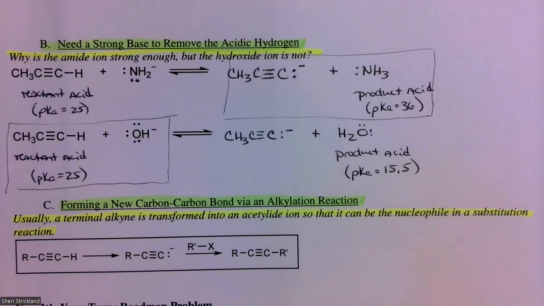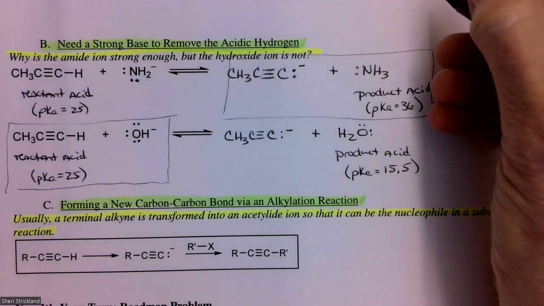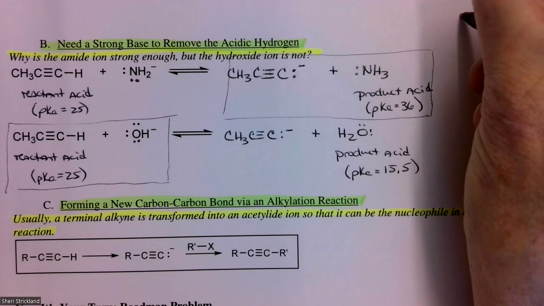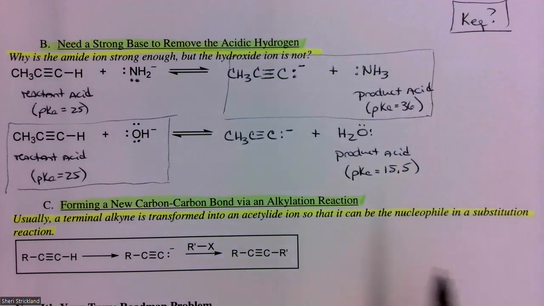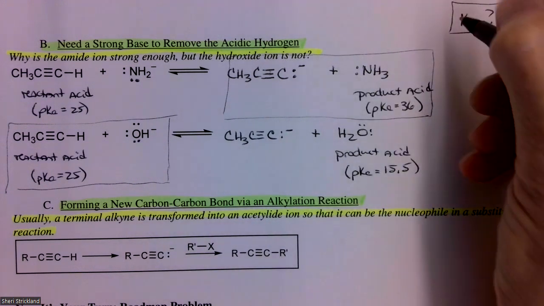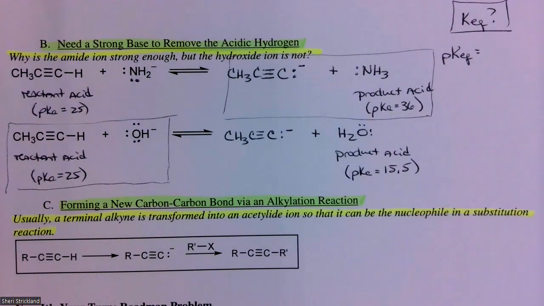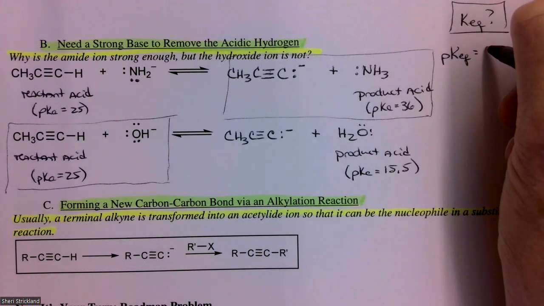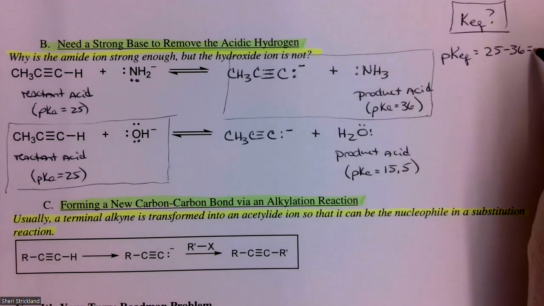So what if we wanted to calculate the equilibrium constant of these two reactions? Okay, so if you're going to do that, you're going to calculate that and then use it to assess what kind of yields you might have. Then the first thing you have to calculate is the pKeq. And remember, we do this by taking the pKa of the reactant minus the pKa of the product acid. That's 25 minus 36, which is minus 9.